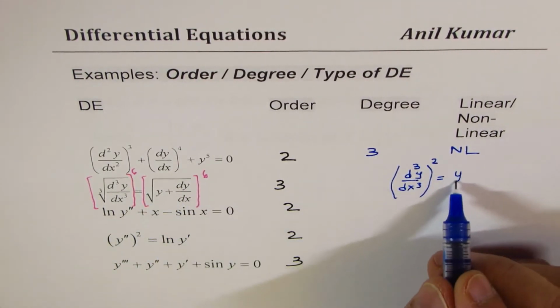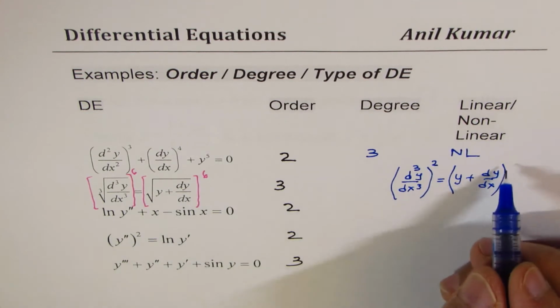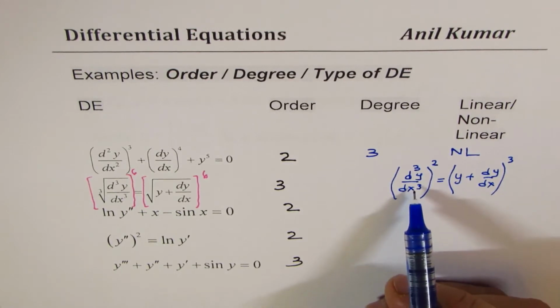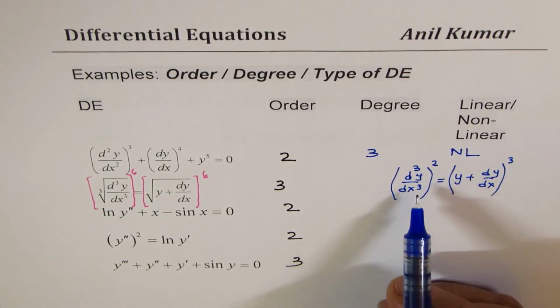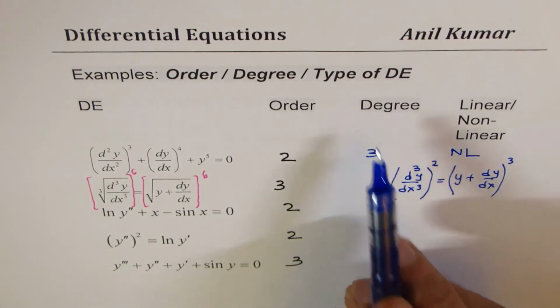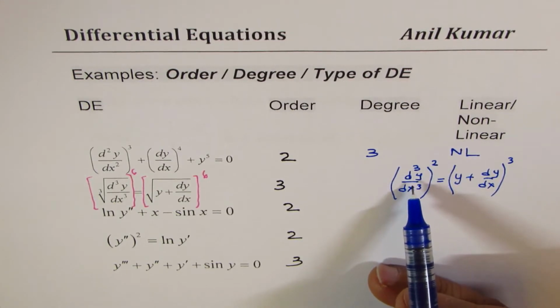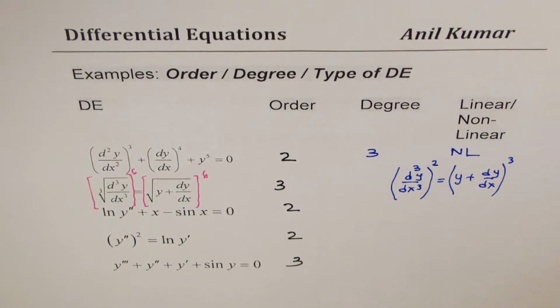And here I get y plus dy over dx to the power of, half of 6 is 3. Well, you should expand this. It will be a polynomial in dy over dx, correct? This is also a polynomial in dy over dx. So it is a polynomial, and if you can write a differential equation in that form, you can always find the degree. Degree is the highest exponent or power of the term with the highest order of derivative. So the first term here, d3y over dx cube, has a degree of 2, and therefore the degree of this function is 2. Is that clear to you?